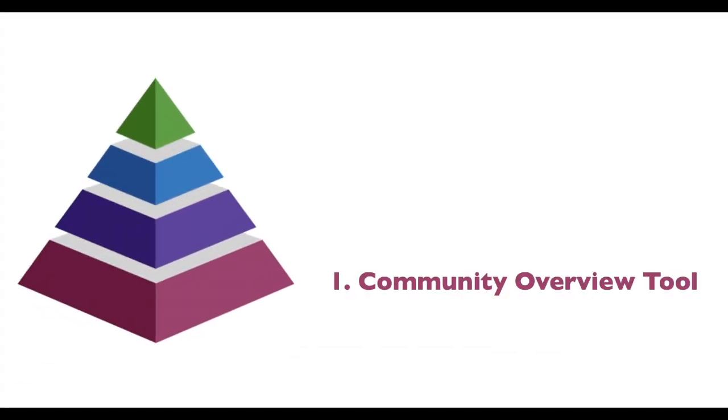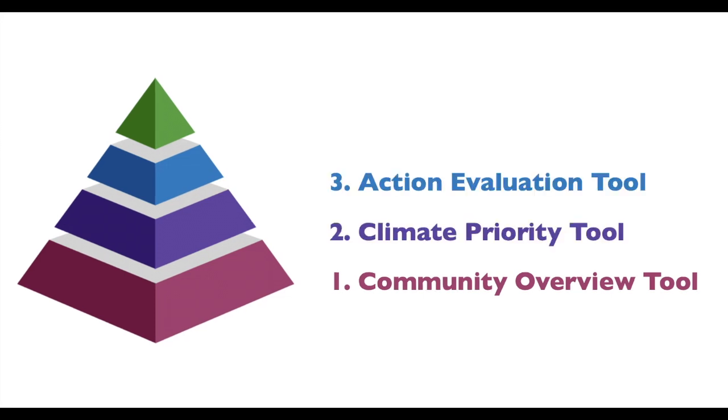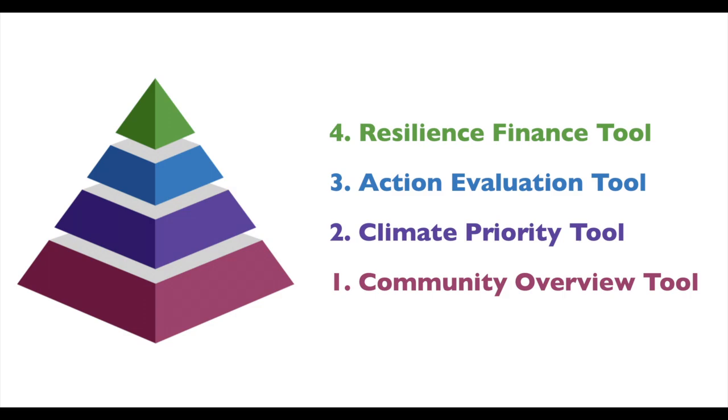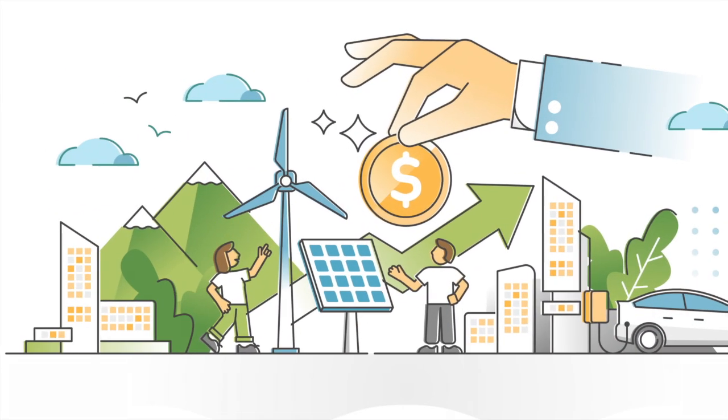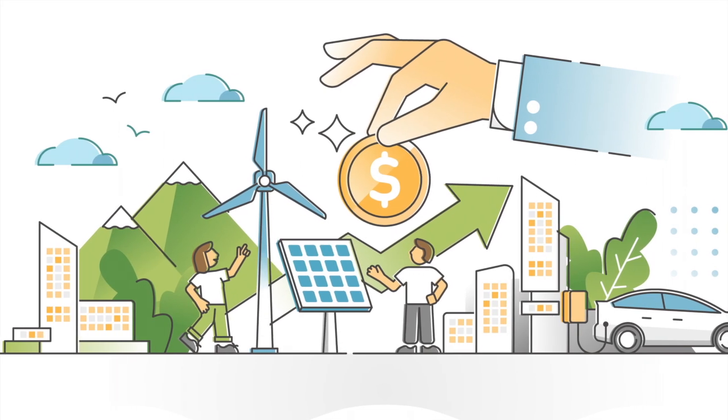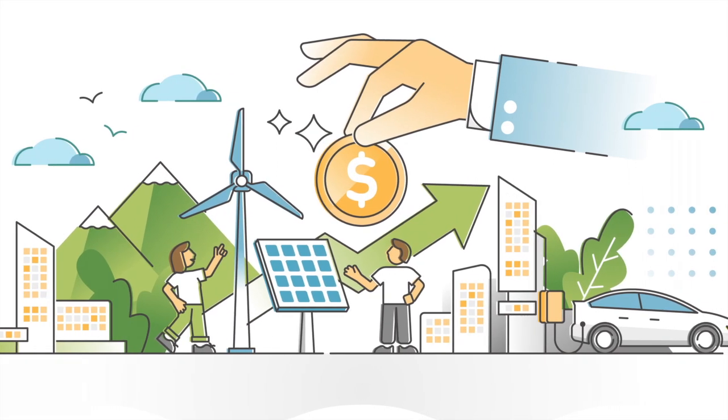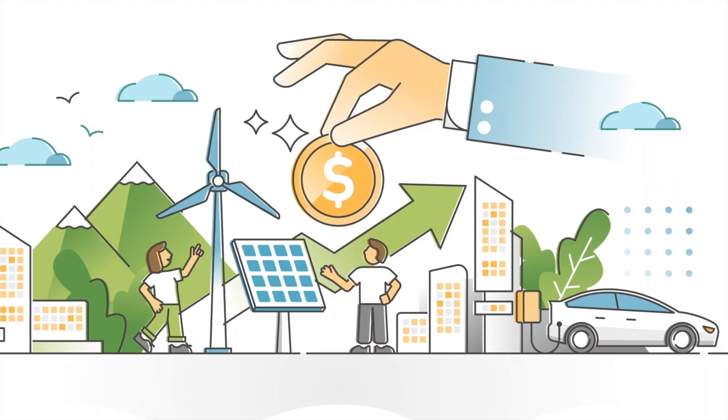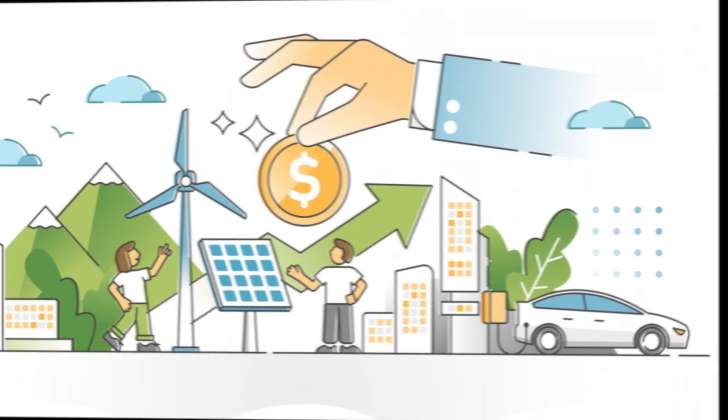PACT is comprised of 4 distinct but interrelated tools: the Community Overview Tool, the Climate Priority Tool, the Action Evaluation Tool, and the Resilience Finance Tool. As communities proceed through the different tools in this kit, they will establish a resilience baseline, identify climate priorities, assess the best action to address those priorities, and develop a strategy for sustainably paying for climate action.